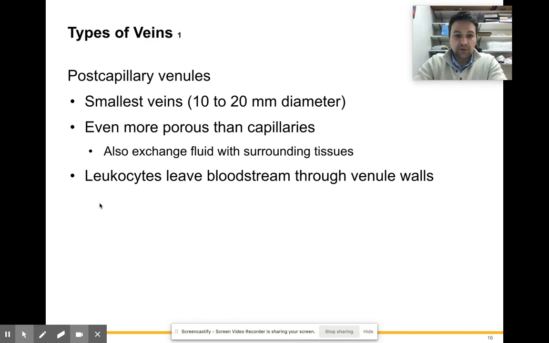Okay, you have things called postcapillary venules. These are the smallest type of veins that you have in the body, just like arterioles. These are venules. They're about 10 to 20 millimeters in diameter. They are very, very porous, which means things can pass through them a little bit easier. They're much more porous than your capillaries, and they can exchange fluid with the surrounding tissues. And one thing that leaves through these areas in the venules is leukocytes, which are white blood cells. So when white blood cells want to enter the body or want to enter the bloodstream, they can do so through venules.